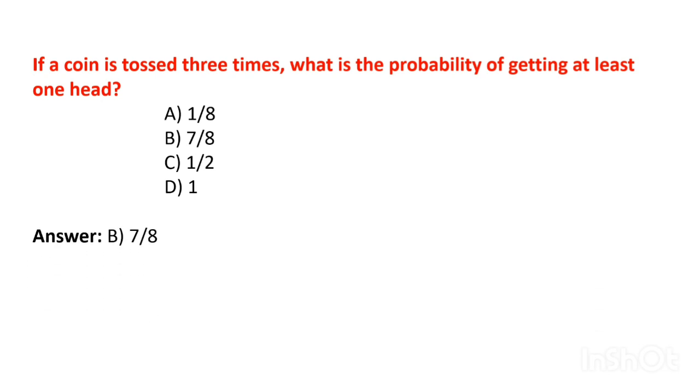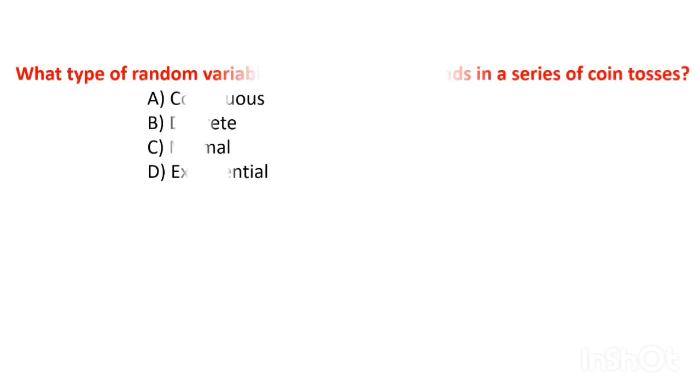If a coin is tossed 3 times, what is the probability of getting at least one head? The only outcome without heads is TTT. So the probability of at least one head is 1 minus the probability of getting all tails, that is 1 minus 1/8. Answer is 7/8. Correct answer is B.